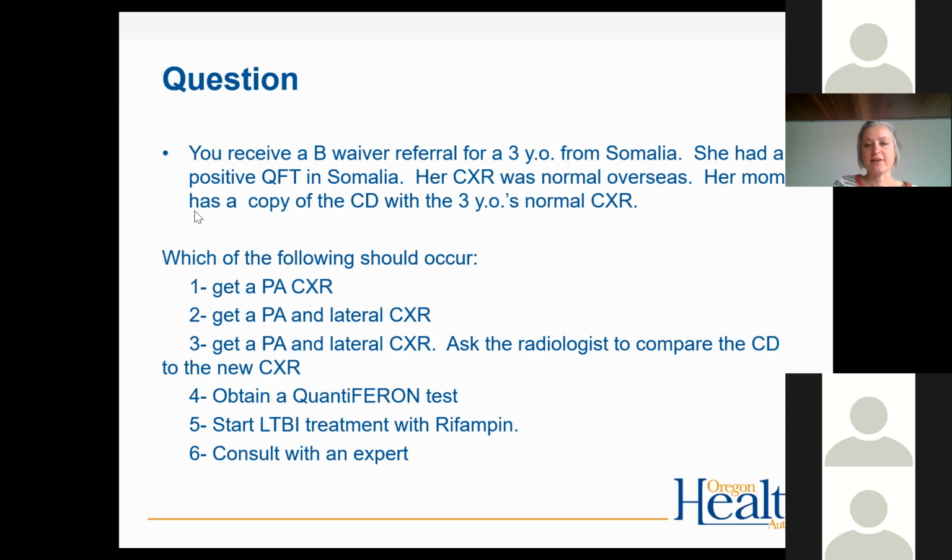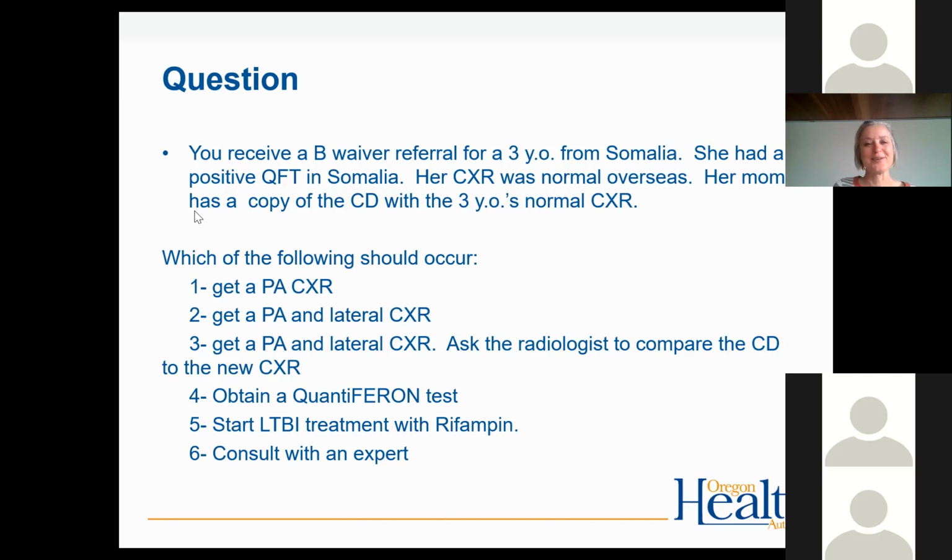4, obtain a quantiferon test. Yes, maybe, right? This again is tricky. Because she's from Somalia, there is a lot of TB in Somalia. So the chances that it is a true positive quantiferon test are pretty high. Also, she's only 3, so we know her immune system maybe isn't working all that well. So the question is, if you get a new quantiferon test and it's negative, which one are you going to trust, right? You don't want to take any chances with the little 3-year-old. So that's going to be your quandary to figure out.